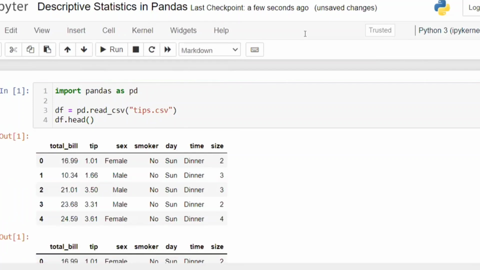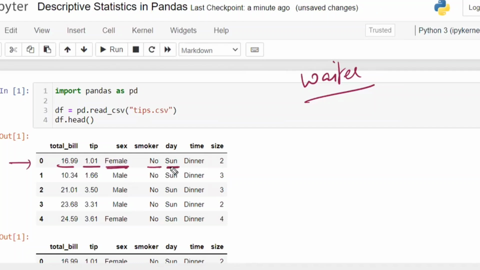This is a tips data set where the waiter of a restaurant has collected, for each person, the total bill and the tip they have paid, and whether a female or a male has paid. Of course, more will be males only. Everyone knows, right? Then whether the person is a smoker or non-smoker, and what the day is, Sunday or Wednesday or whatever, and the time, dinner or lunch, and the size, how many people have come.